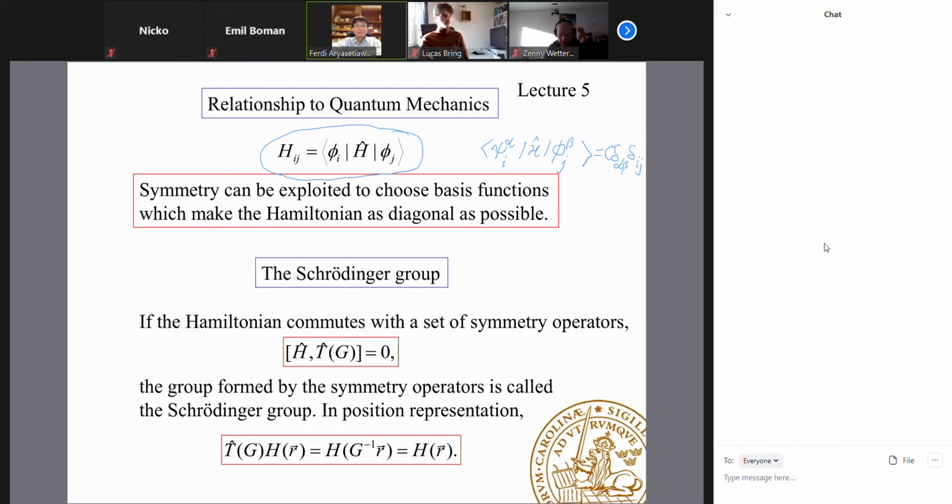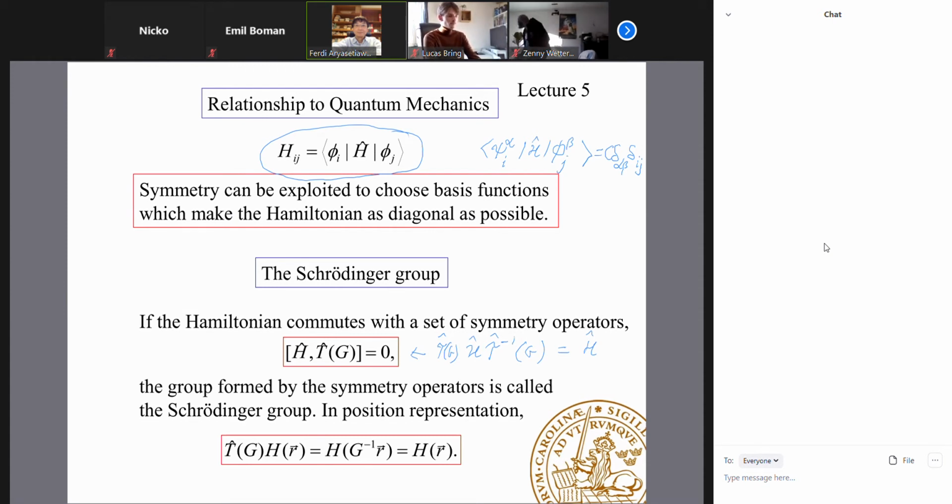So we have a definition of symmetry. If a Hamiltonian has a certain symmetry, then that Hamiltonian commutes with the set of symmetry operators that we have here. So that's just saying that the similarity transformation of the Hamiltonian is equal to the Hamiltonian itself.